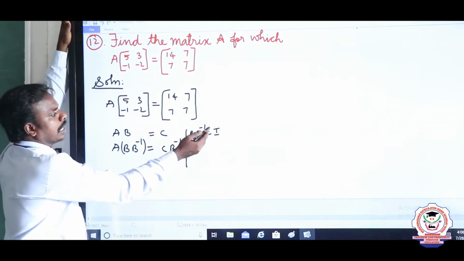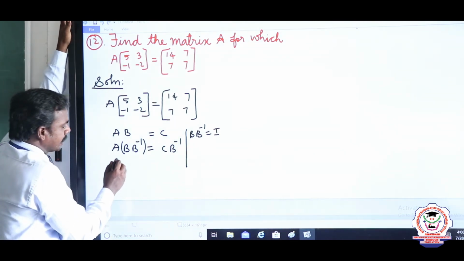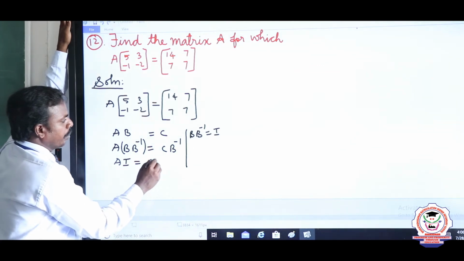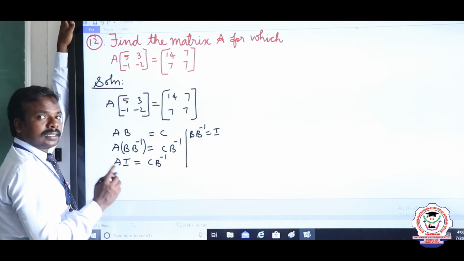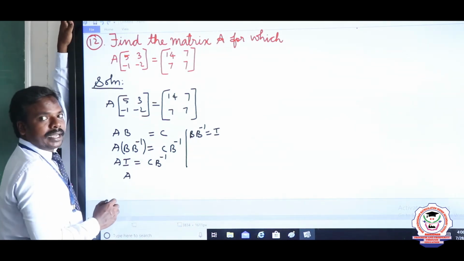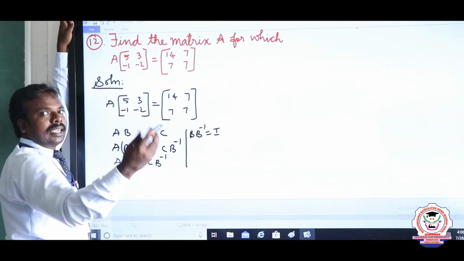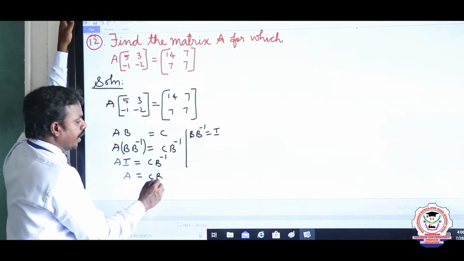If you multiply anything with I, you will get the same thing. Listen, A into I, you will get AI equal to C B inverse. From this, A into I is only A, because this is the identity matrix. If you multiply any matrix with the identity matrix, you will get the same matrix. So A equal to C into B inverse.